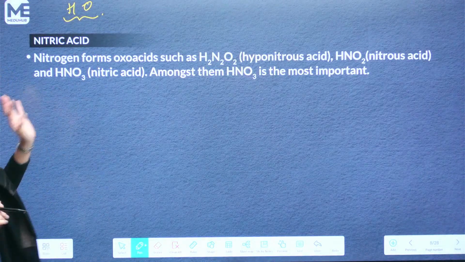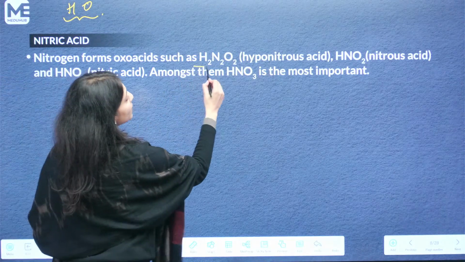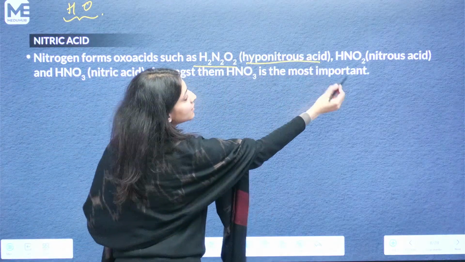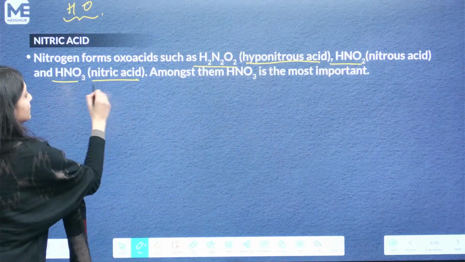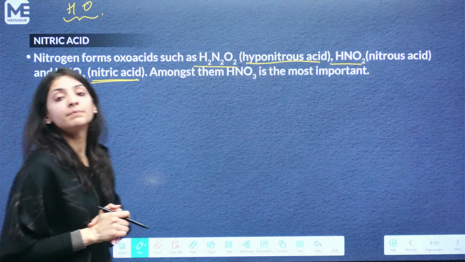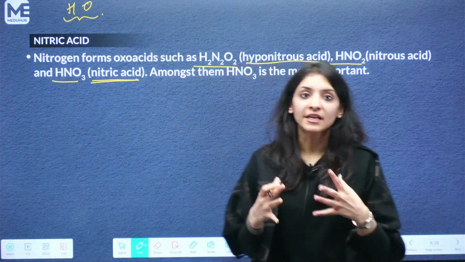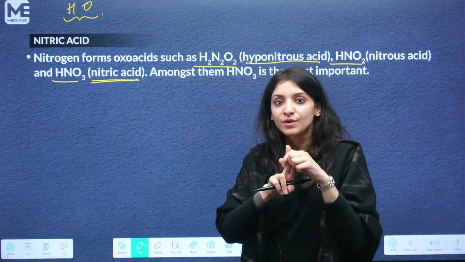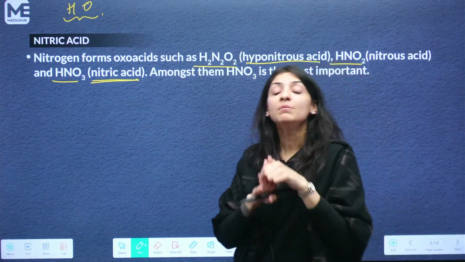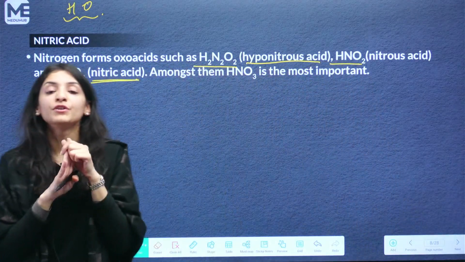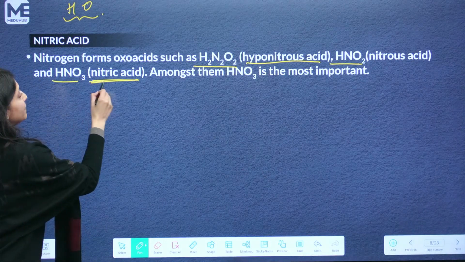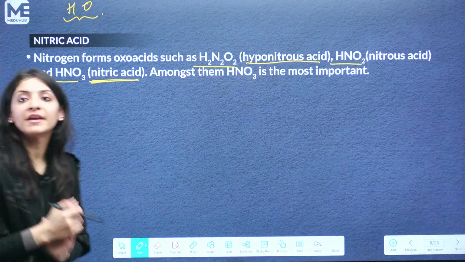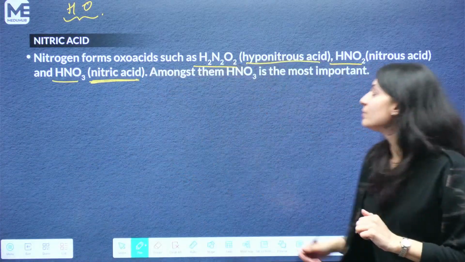नाइट्रोजन के बहुत सारे ऑक्सो एसिड्स हैं, लाइक H2N2O2 हाइपोनाइट्रस एसिड, देन HNO2 नाइट्रस एसिड and HNO3 nitric acid. So if you talk about the production of acids in tonnage, HCl, H2SO4 and HNO3, three most important acids which are produced in the maximum amount in the world. Nitric acid is one of them. So in your book we just have nitric acid to be discussed in detail. We'll be talking about it now.